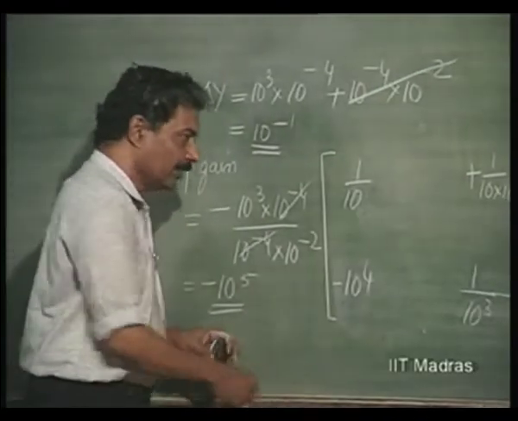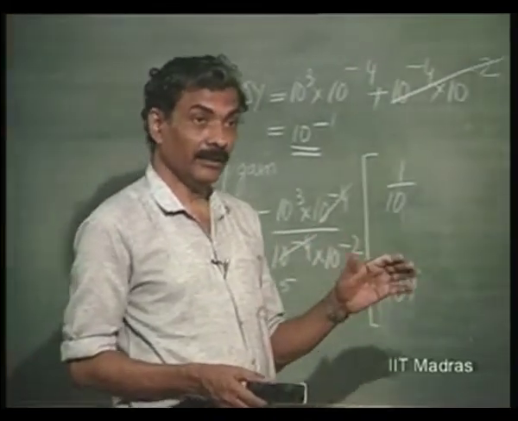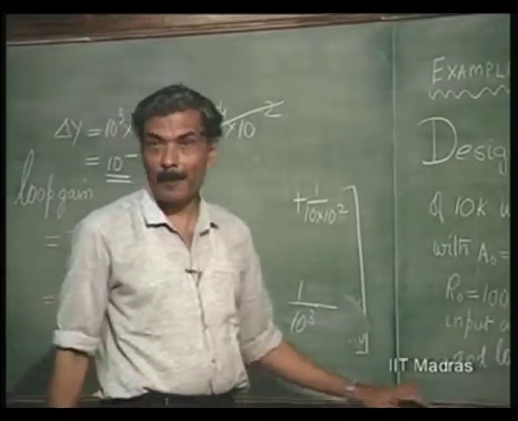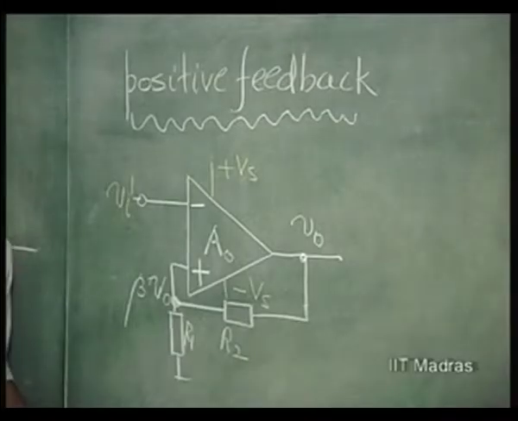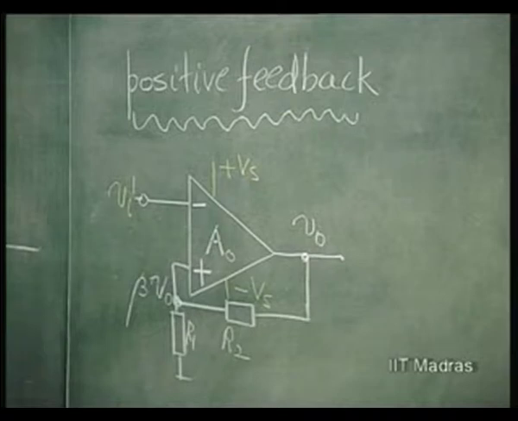So, we have now designed a transconductor, which is a very useful element to convert a current into a voltage. So, now consider the positive feedback configuration that we had started in yesterday's class.